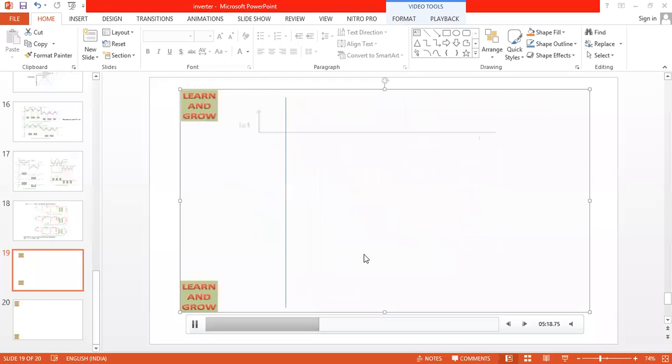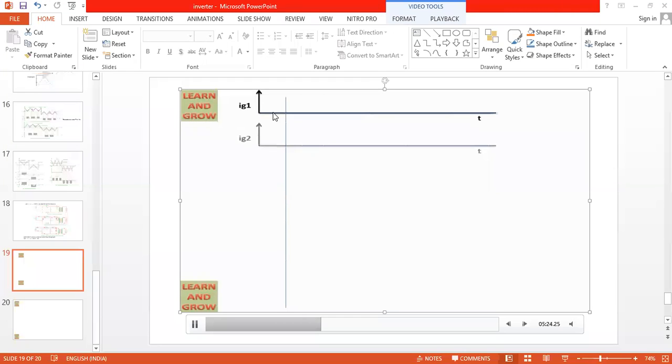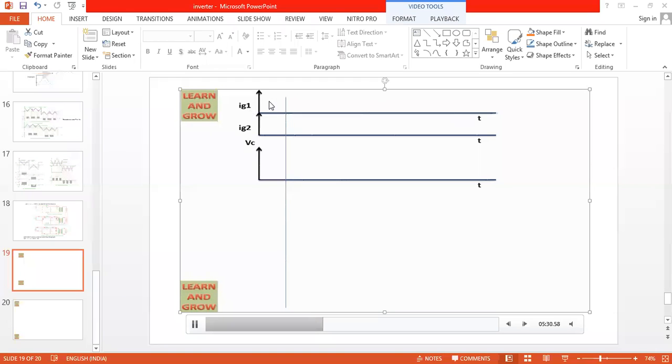Now you see the waveforms here. For IG1, we are giving the pulse signal. You must draw the pulse signal here. IG1 means the gate current of SCR1. IG2 is not given a pulse signal. And what is the capacitor voltage? The capacitor is charged to 2 times the source voltage. You will see it. These waveforms are important for this topic.